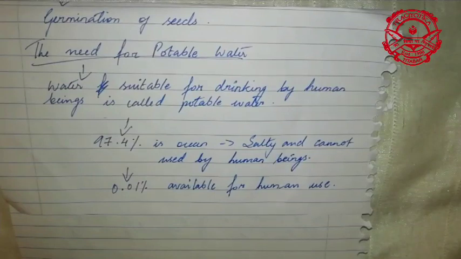And how do we get it? It is through repeated recycling. We recycle it repeatedly with the help of the water cycle, and it can be used by animals and human beings. And we should know what potable water is. Potable water is nothing but water suitable for drinking by human beings. It is known as potable water.